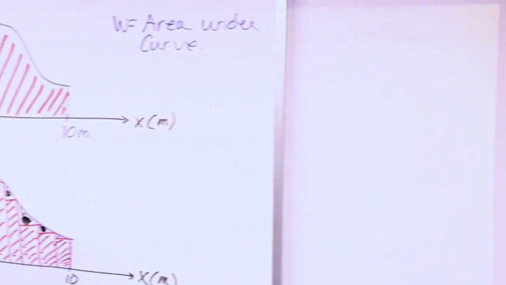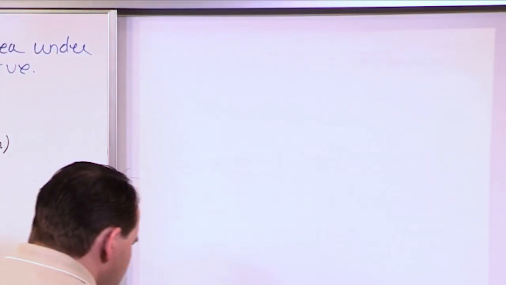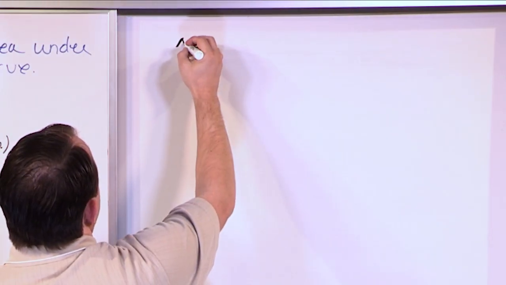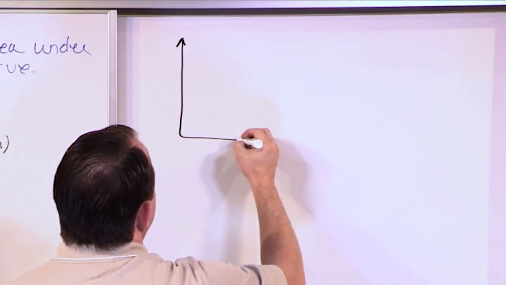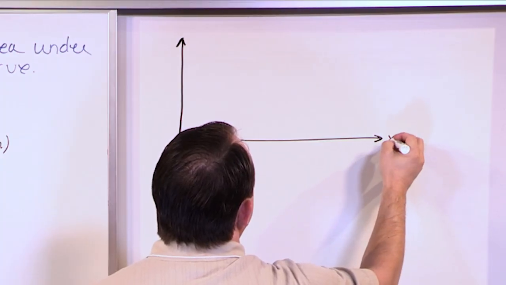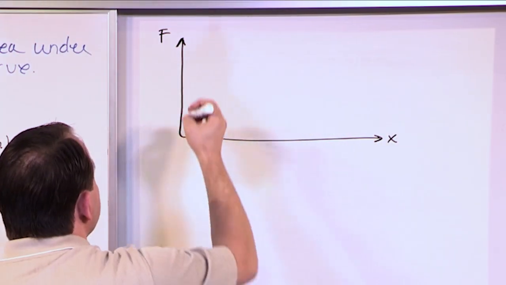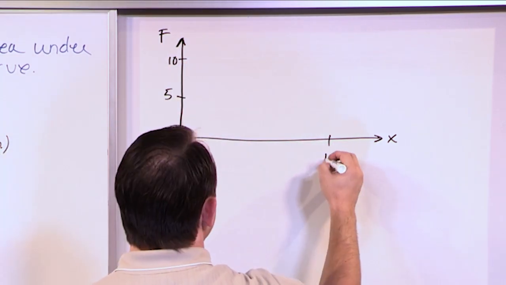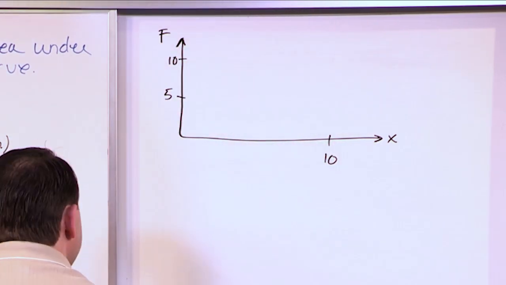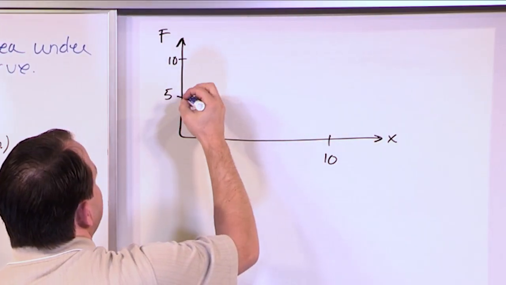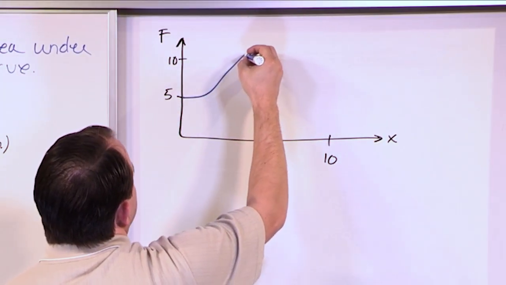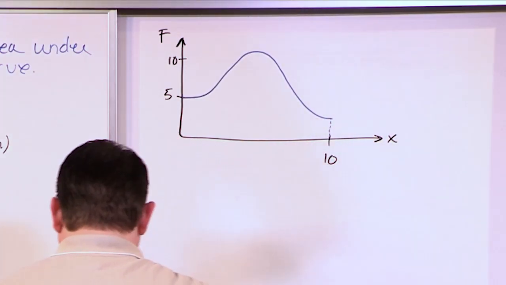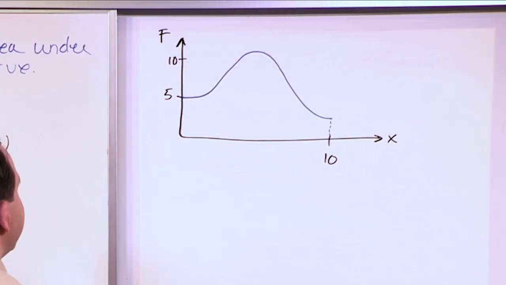Well, there's a couple things I can do. Let me go back here and draw this guy one more time. So this is x, this is the force, this is 5, this is 10, and this is 10, like this. And again, I start at 5 newtons, and I go up to 10, and I get tired, and I get finished down here. So this is what I'm looking for. So how can I improve on that estimate?